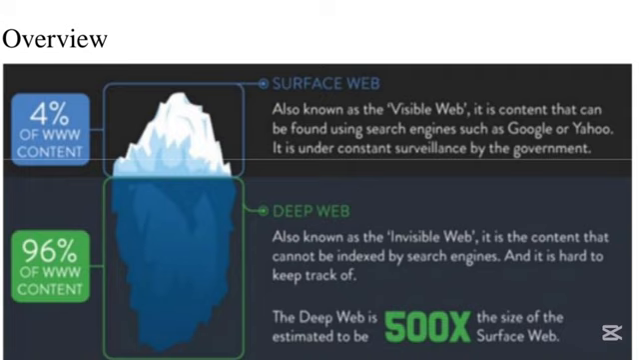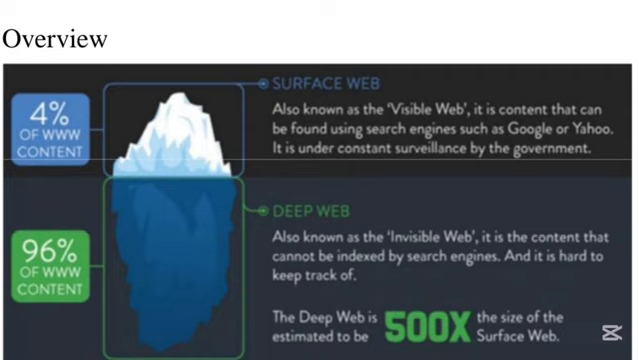It is content that can be found using search engines such as Google or Yahoo. It is under constant surveillance by the government. Yes. Now let's go to the deep web.